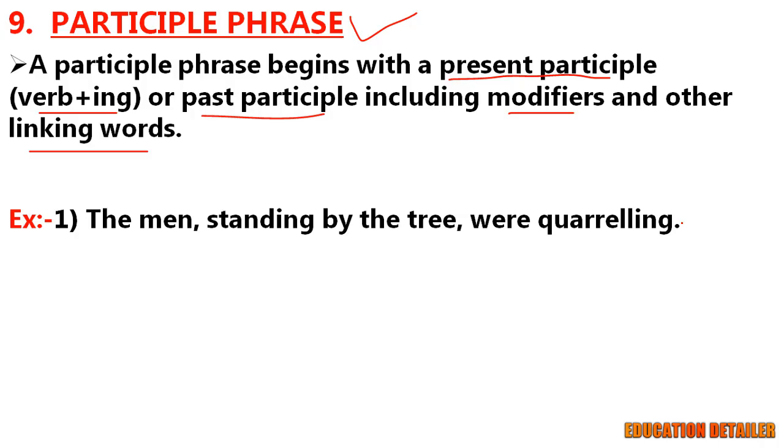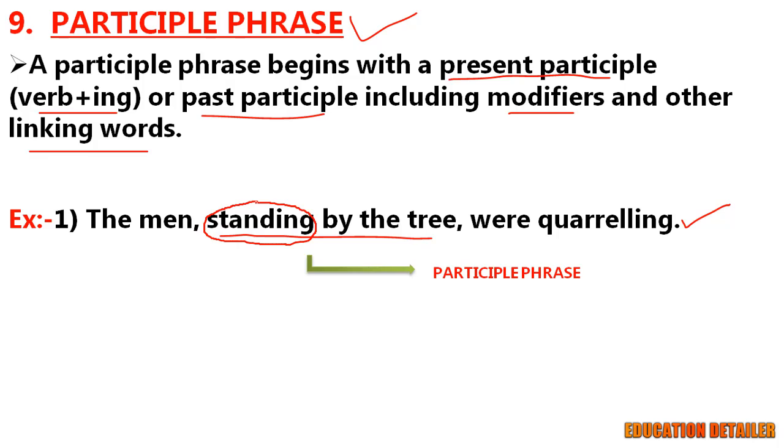Example, the men standing by the tree were quarreling. Standing by the tree is a participle phrase as it started with standing, the present participle form of the verb stand, and the phrase modifies the word men.